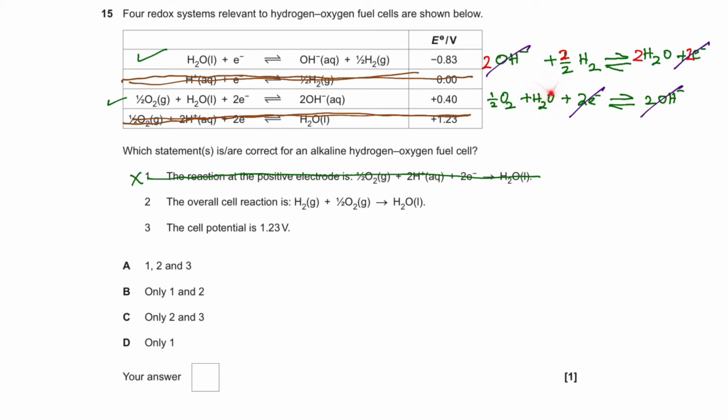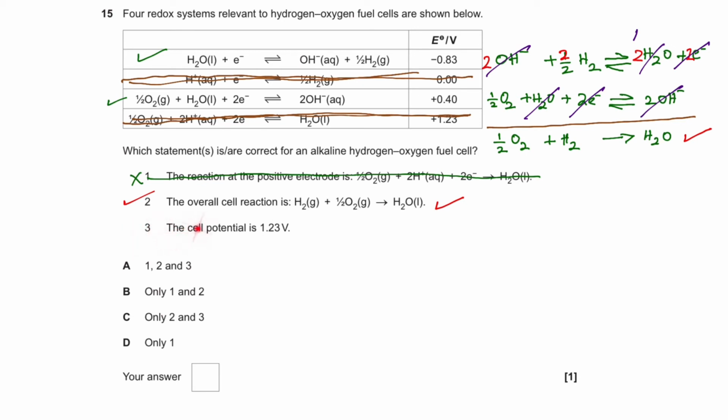One of these will cancel one of those, and we got left 1 here. You can now see that you're left with O2 plus H2, and that gives you water. What that means is this is now correct, and that's correct. So therefore 2 is correct. Now we need to work out 3.